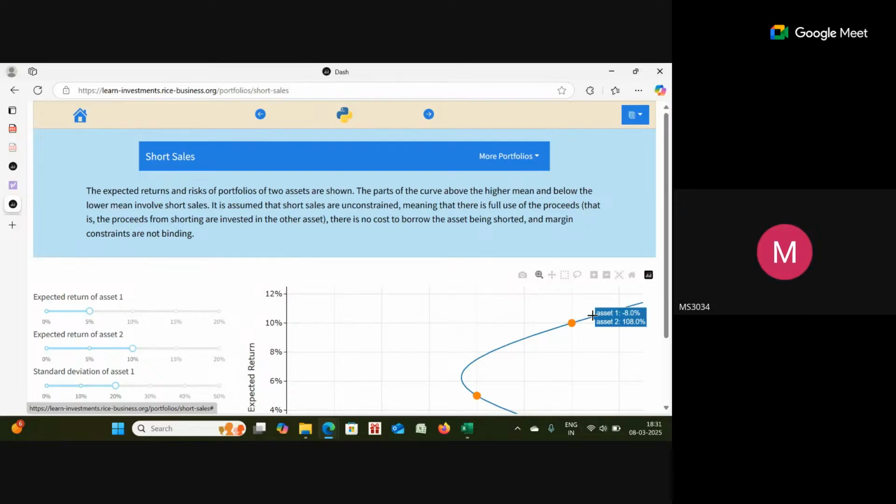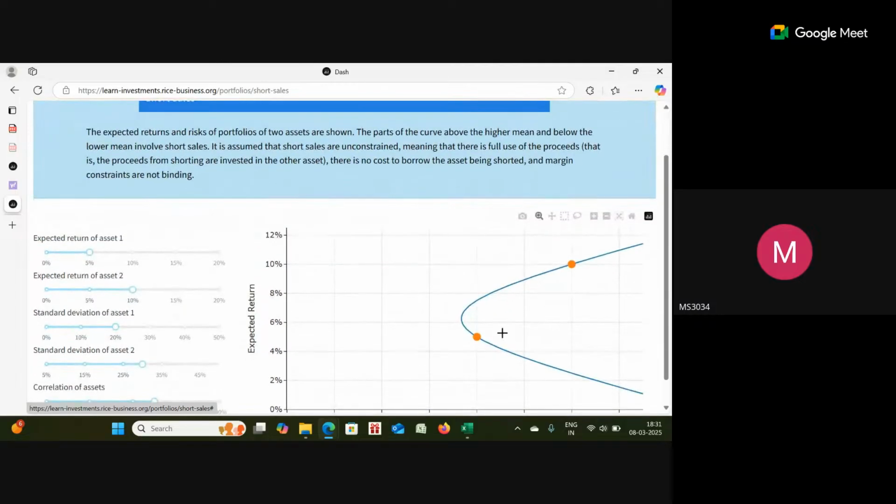What this means is you are borrowing 8% of your wealth on account of asset 1, and you are investing that borrowed amount in asset 2. In other words, you are shorting asset 1 with 8% of your wealth, and you are investing that borrowed amount by shorting in asset 2.